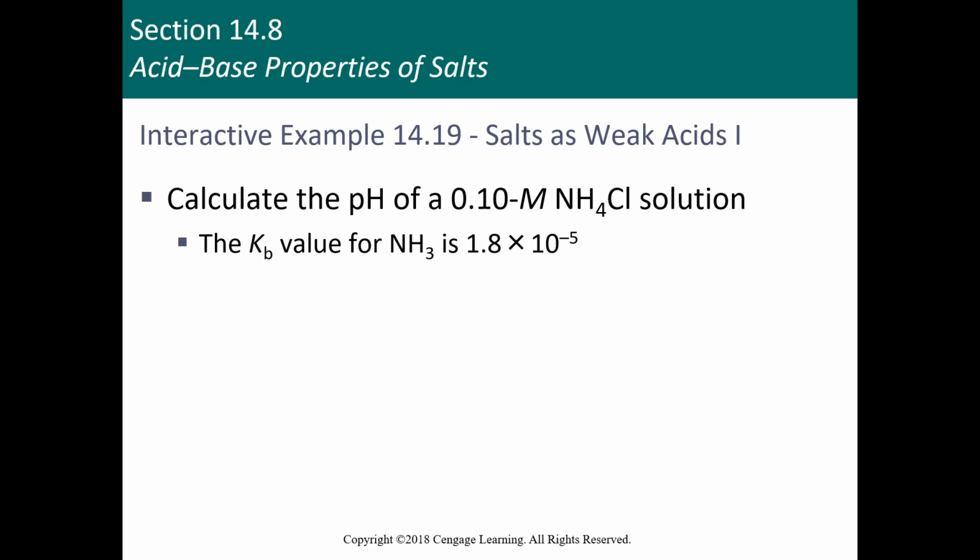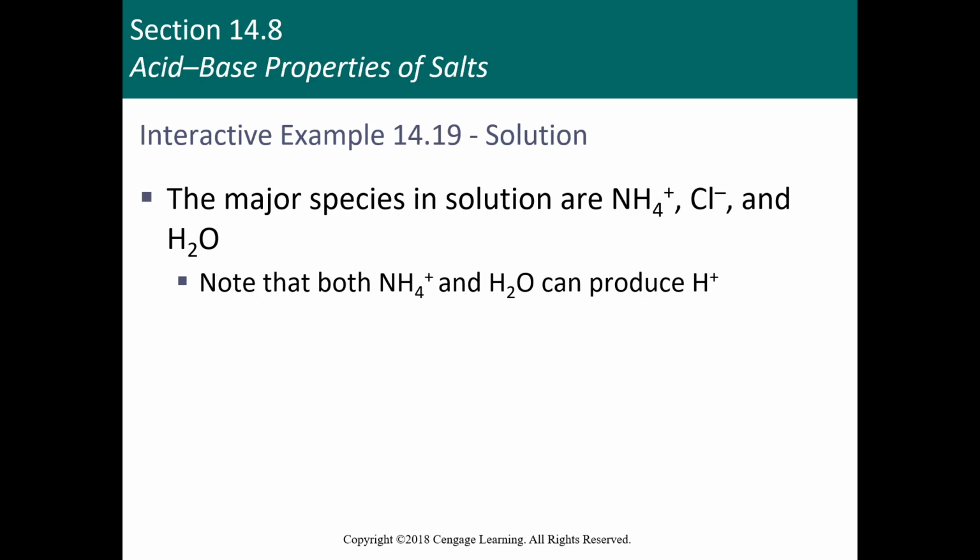This is going to be the same sort of example we've seen before. Let's calculate the pH of 0.1 molarity NH4Cl. Remember, that is a salt, or an ionic compound. The key Kb value for the NH3, which would have been the basic version of NH4, is 1.8 times 10 to the negative 5. So again, we look at our major species: NH4 plus, Cl minus, and H2O.